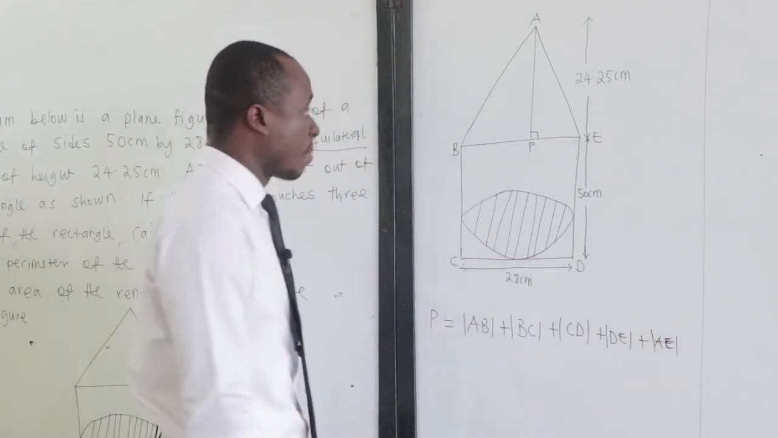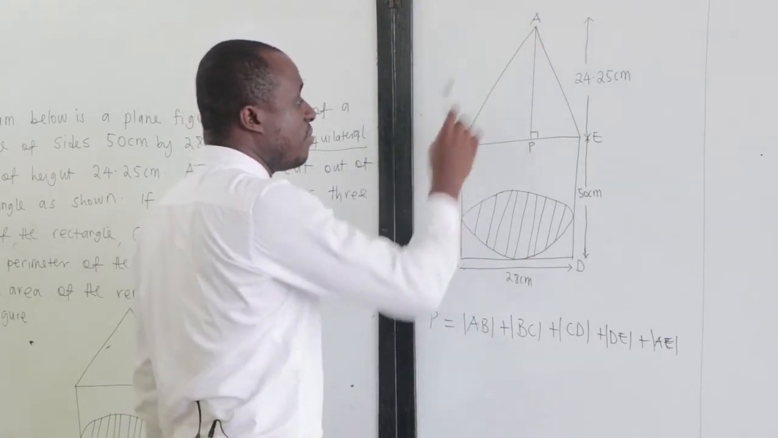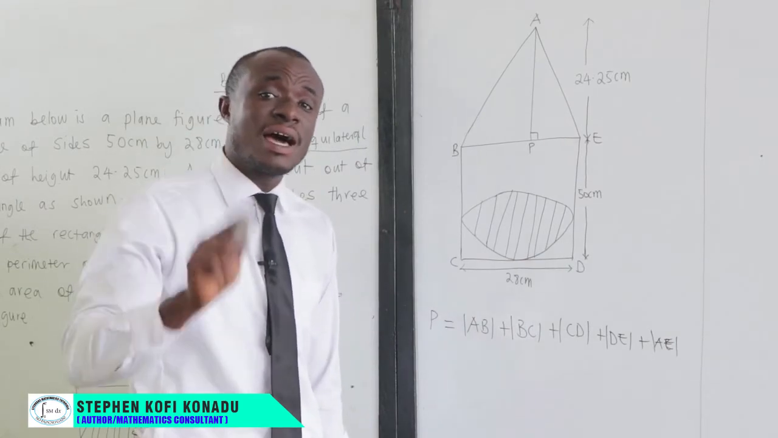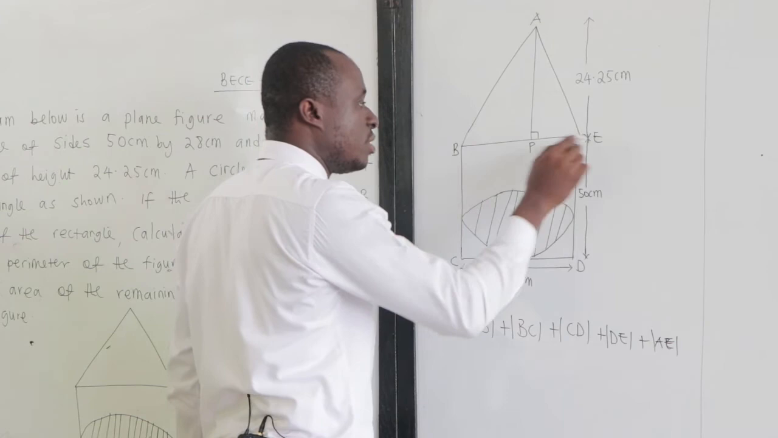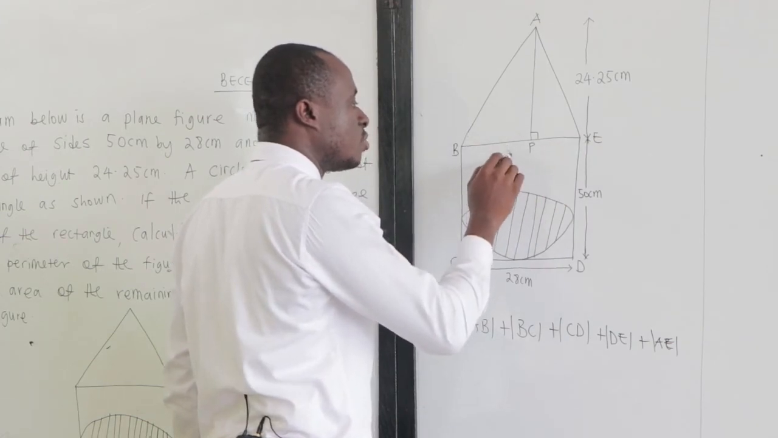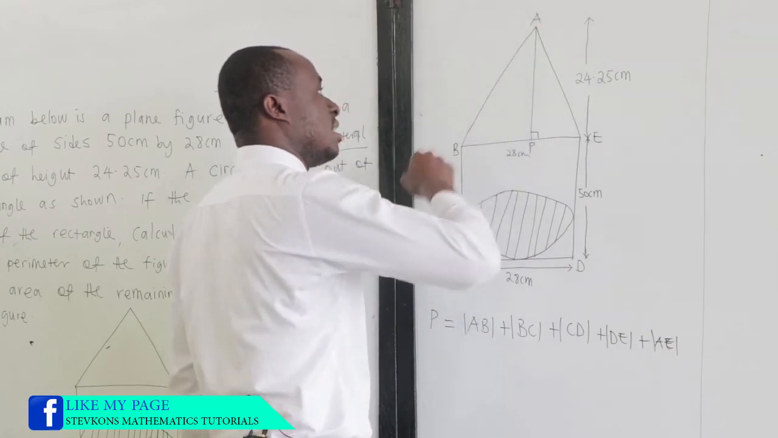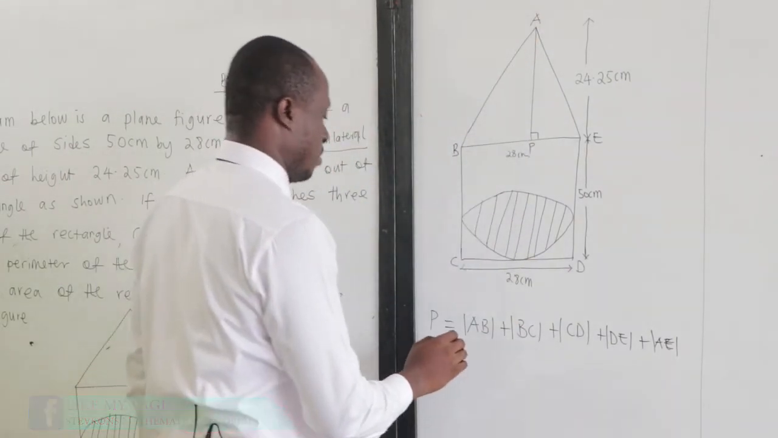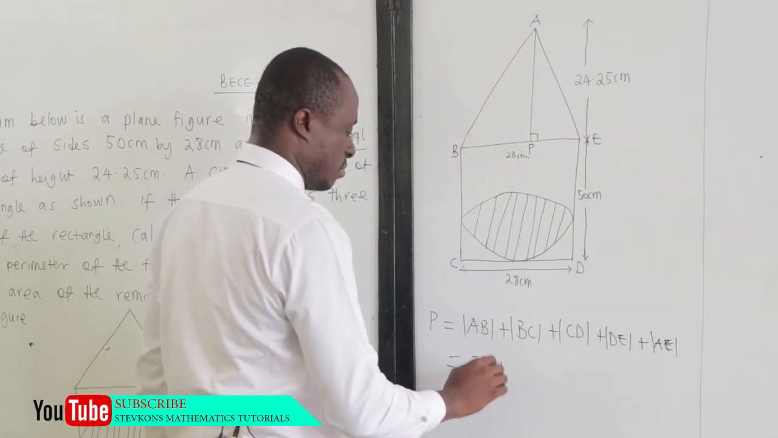Plus AE. Now, AB, we are being told that ABE, that is a triangle, is equilateral. It means all the sides are equal. So if this is 28, it means that from B to E is also 28. That is B to E. And this side, AB, is 28. This side too is 28. So clearly AB is 28.